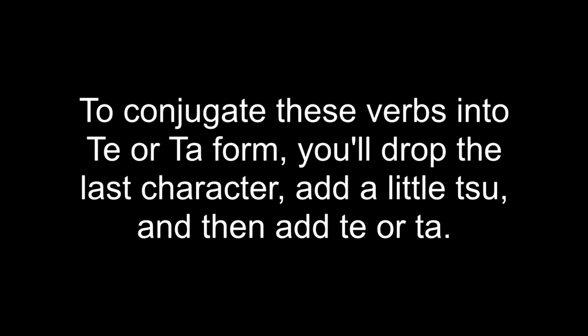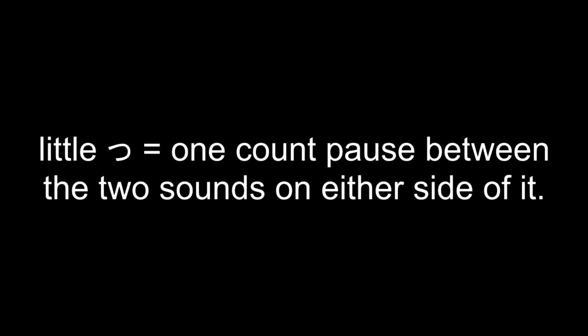To conjugate these verbs into te or ta form, you'll drop the last character, add a little tsu, and then add te or ta. For those of you who don't know, a little tsu means that there's a 1-count pause between the 2 sounds it's in the middle of.